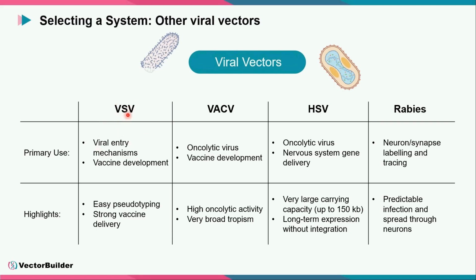Additionally, VSV as well as vaccinia virus are great options for vaccine development, partly because they have really broad tropism or targeting. And VACV, as well as herpes simplex virus, or HSV, are great candidates for oncolytic viruses. We actually recently posted a blog post solely devoted to how we can design VACV and HSV oncolytic viruses. And finally, rabies is really second to none when it comes to labeling neural networks. This is an excellent option if you are trying to study synapses, neural networks. Rabies is just your number one go-to.